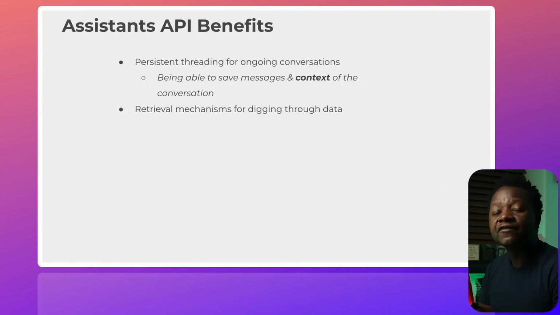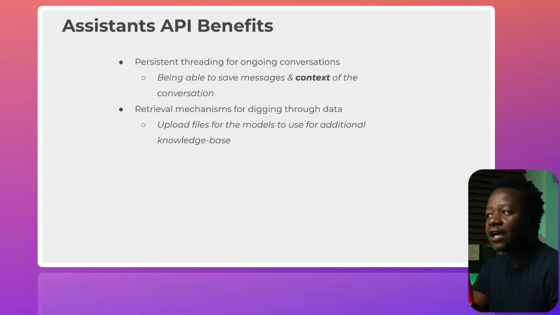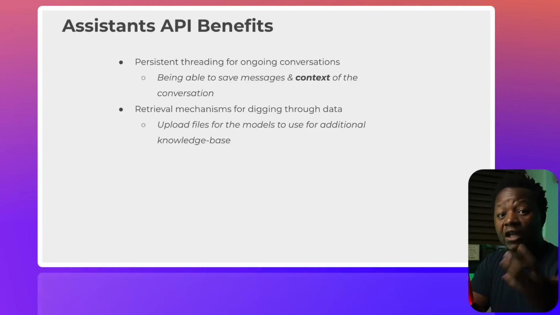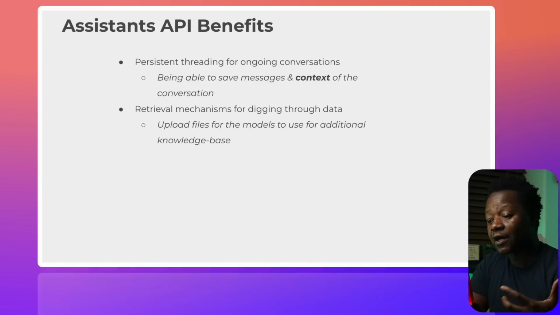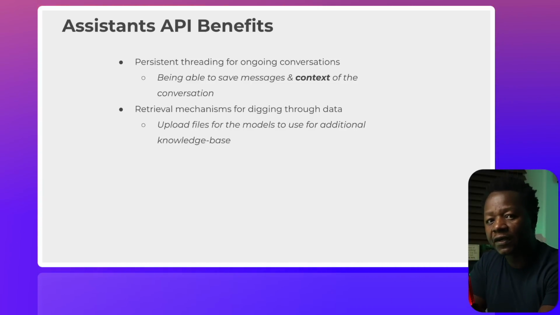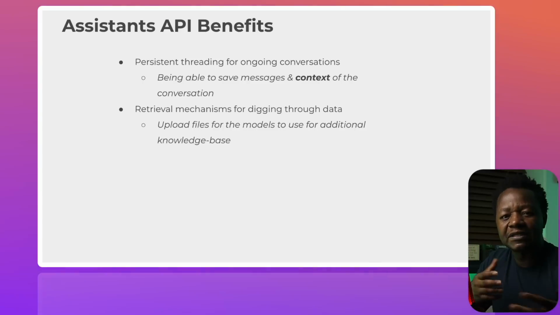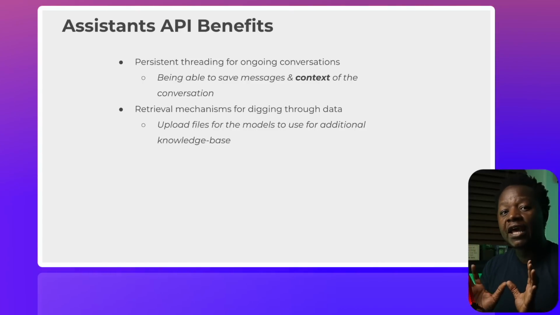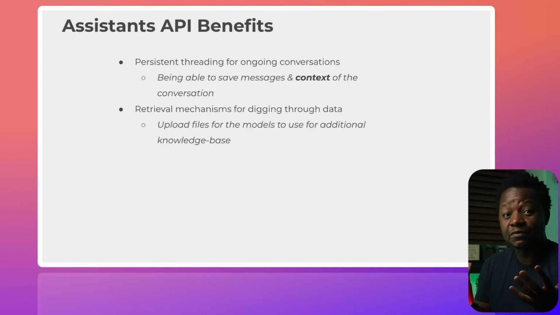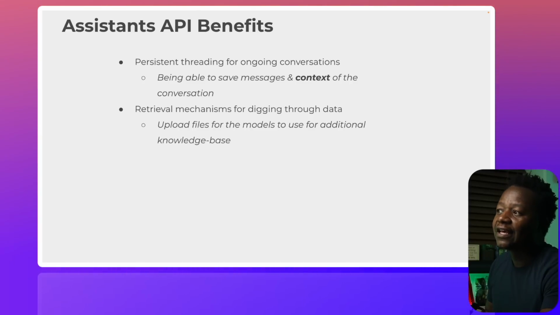And also we have the retrieval mechanisms for digging through data. What this means is that we can upload files for the models to use as an additional knowledge base. So you can upload files about something, let's say about cryptocurrency. Now that piece of knowledge is added to the main base knowledge that comes with the large language model. That way you can converse with the large language model in addition to the knowledge that we just added by uploading certain files, documents, and so forth. So now we have a more flexible and more knowledgeable, if I may say, large language model because we are aiding it with retrieval mechanisms.